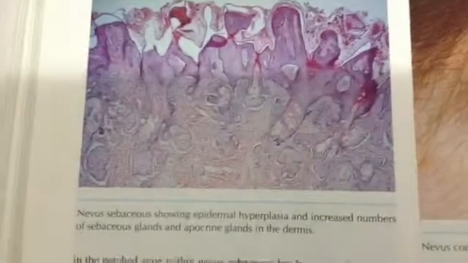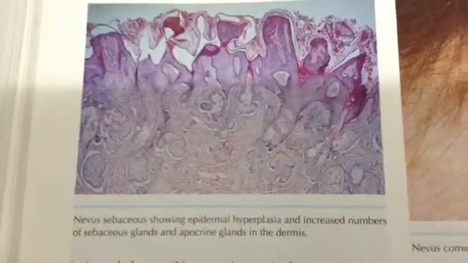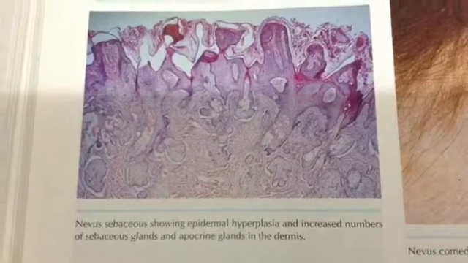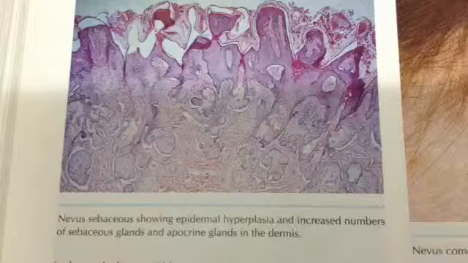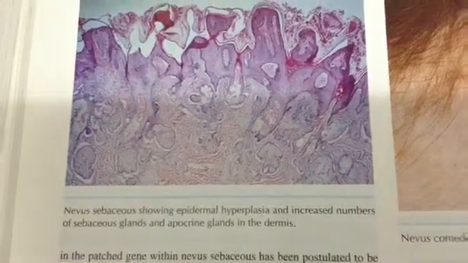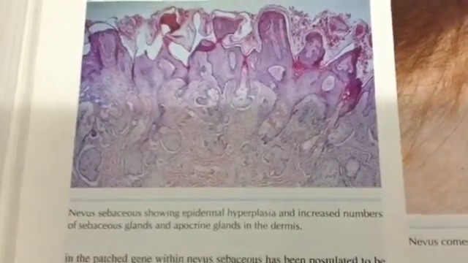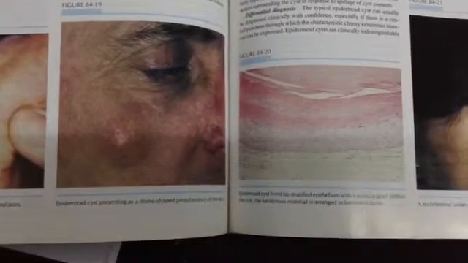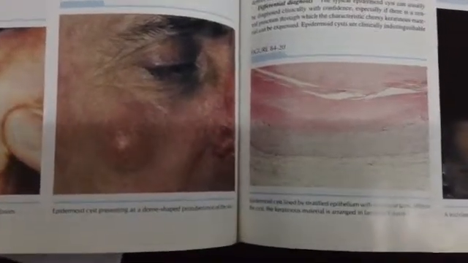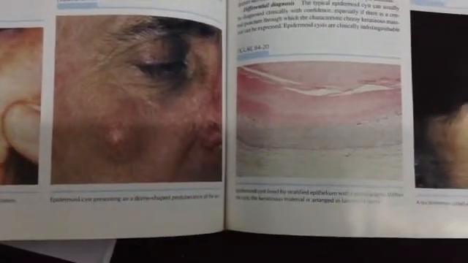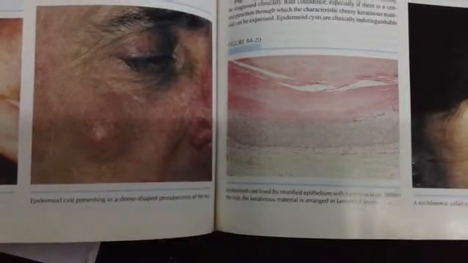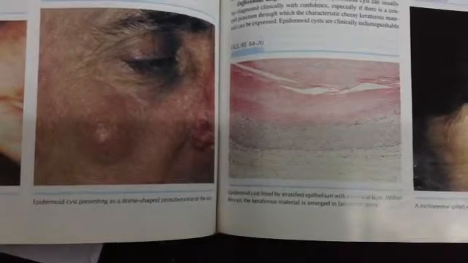And this is the histopathology. Epidermal hyperplasia with increased number of sebaceous glands, and the comedo, wide deep invagination of the epidermis filled with keratin. This is a picture of epidermoid cysts, dome-shaped protuberance of the skin, and histopathology of epidermoid cyst, which has stratified epithelium with granular layer. And inside there is keratinous material arranged in laminated layers.